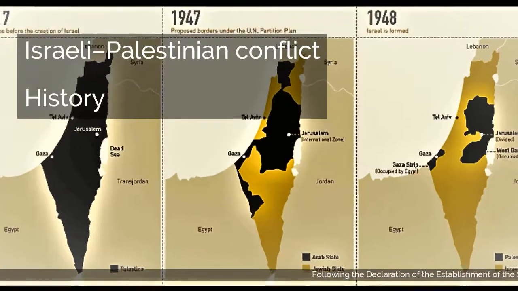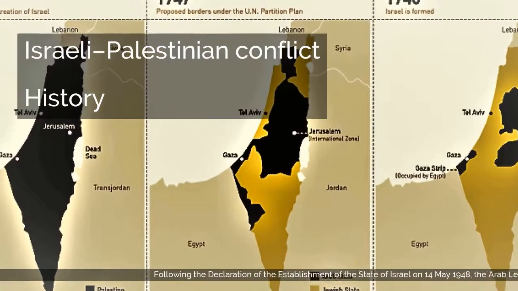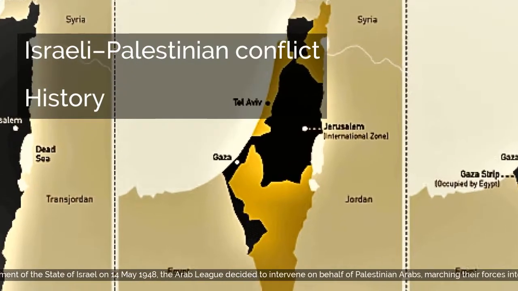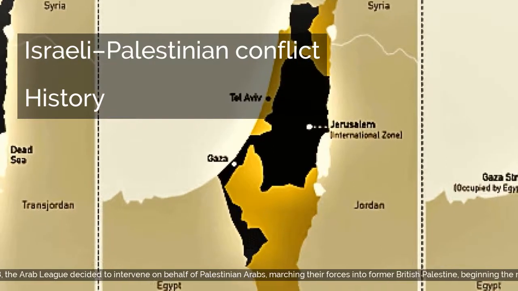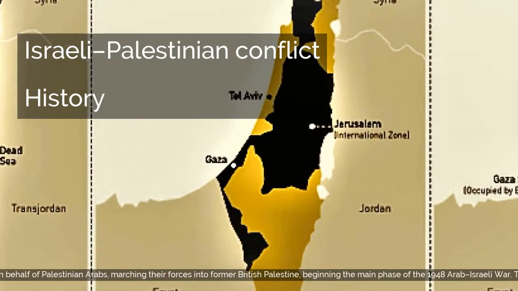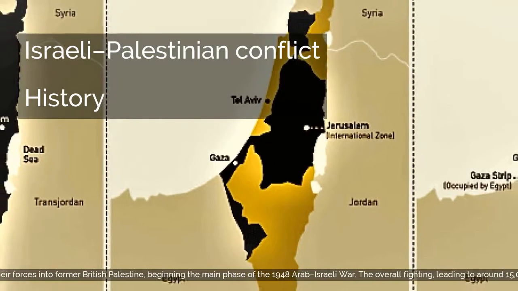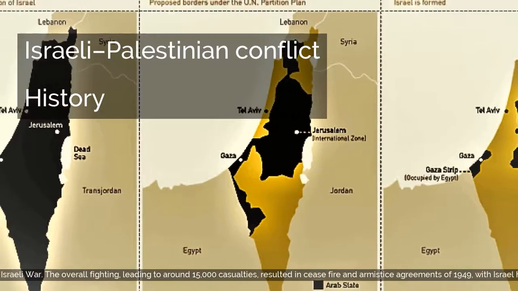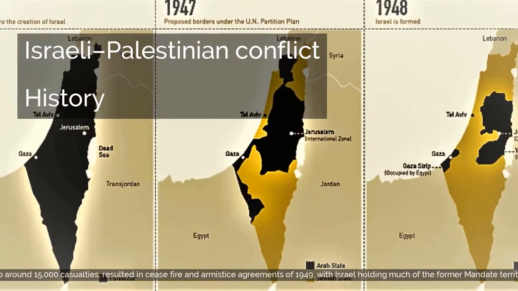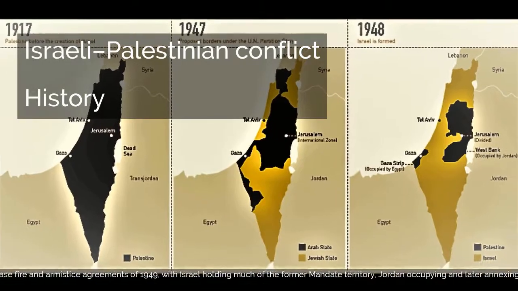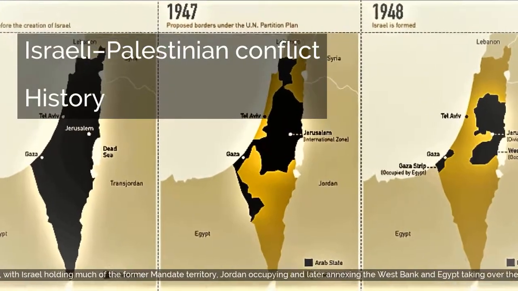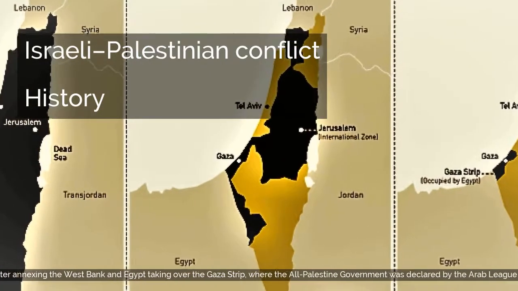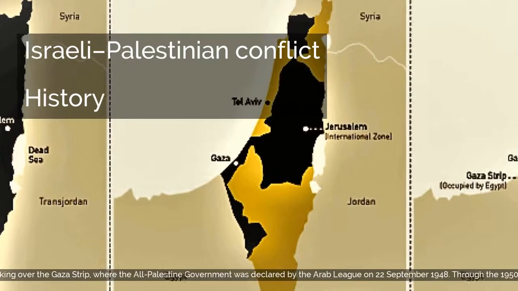Following the declaration of the establishment of the State of Israel on May 14, 1948, the Arab League decided to intervene on behalf of Palestinian Arabs, marching their forces into former British Palestine, beginning the main phase of the 1948 Arab-Israeli War. The overall fighting, leading to around 15,000 casualties, resulted in ceasefire and armistice agreements of 1949, with Israel holding much of the former Mandate territory, Jordan occupying and later annexing the West Bank and Egypt taking over the Gaza Strip, where the All-Palestine government was declared by the Arab League on September 22, 1948.